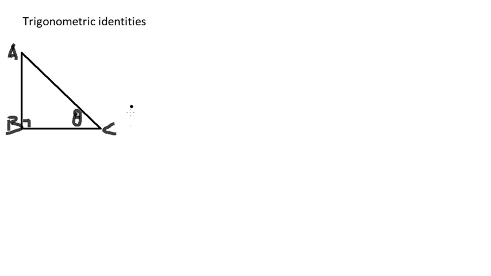In this video, we are going to take a look at some trigonometric identities. So, we have our familiar right angle triangle over here, ABC, with angle B equal to 90 degrees, and angle C is theta.